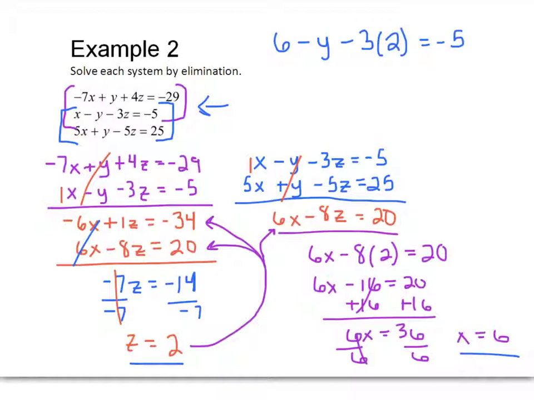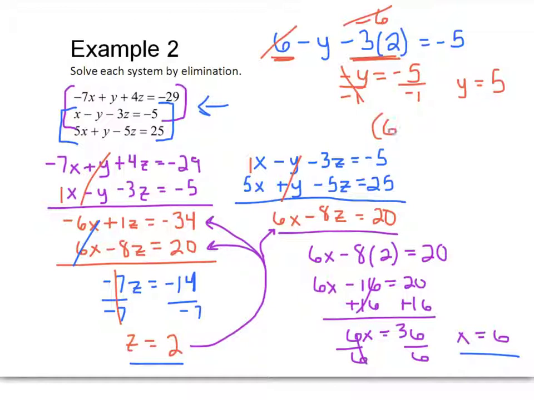So up here I have a 6. I have negative 3 times 2, which is negative 6. So if I do 6 minus 6, those cancel each other out. So I really have negative y equals negative 5, and so you divide both sides by a negative 1, and we'd get that y equals a positive 5. So our answer is that x equals 6, y equals 5, z equals 2. So there we go.